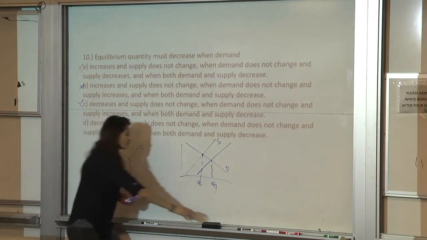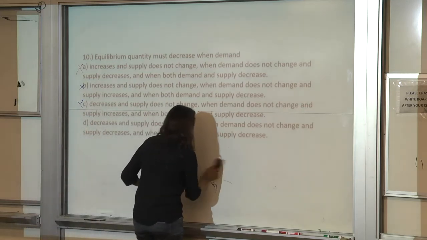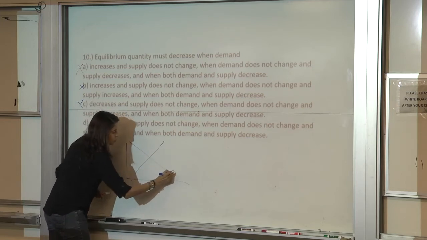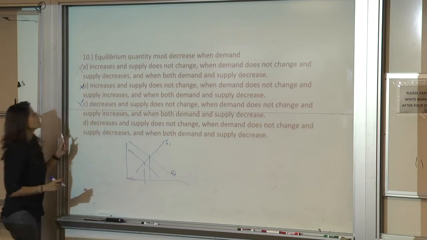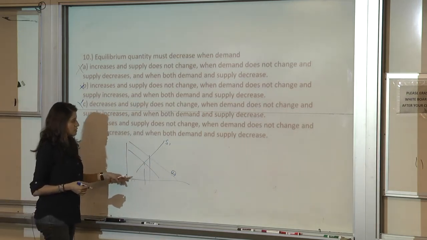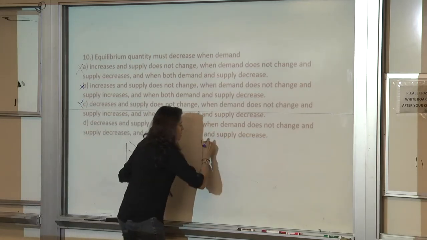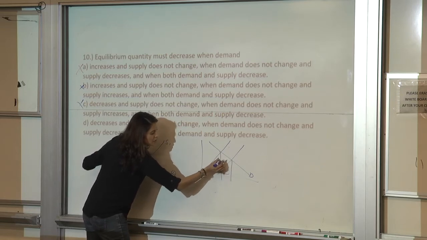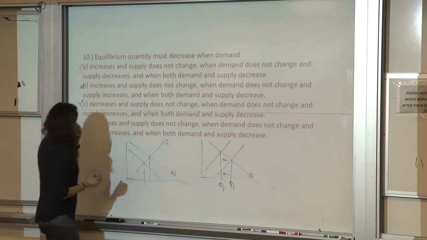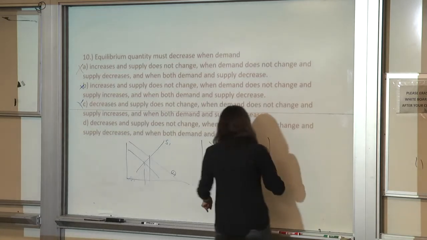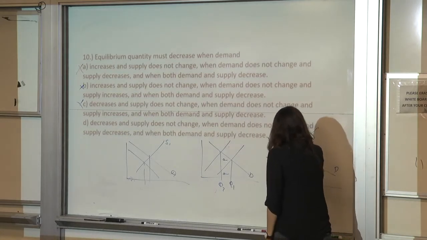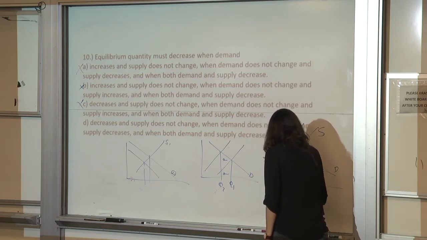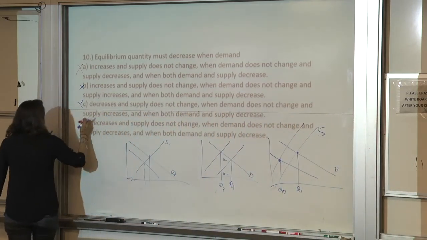We are left with D. Demand decreases, yes. Demand 1, supply 1, demand decreases, okay, good. That's the first part. Yes, equilibrium quantity decreases when demand decreases. Supply does not change, as I said. When demand does not change and supply decreases, quantity also decreases, okay? Quantity 1, quantity 2. So we are good there. And then when both demand and supply decrease, they both move to the left, quantities decrease, okay? So the answer is D. Good?